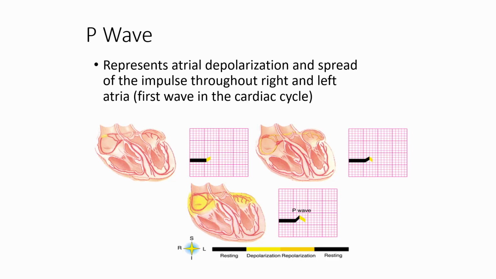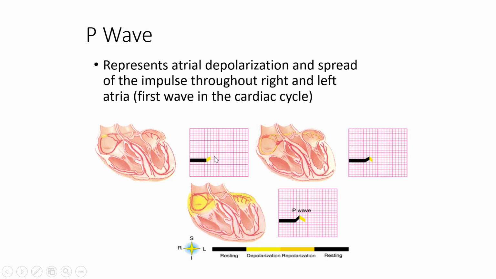But your P wave, that is the first wave in the cardiac cycle. Your P wave actually represents the firing of the SA node. So remember, when the SA node fires, then you have atrial depolarization, meaning the heart contracts and it continues to spread the impulse throughout. So as you can see right here, this is the P wave, the first wave.